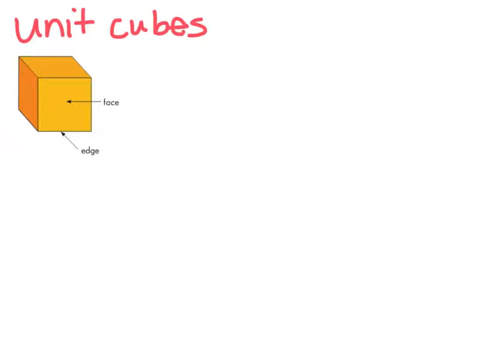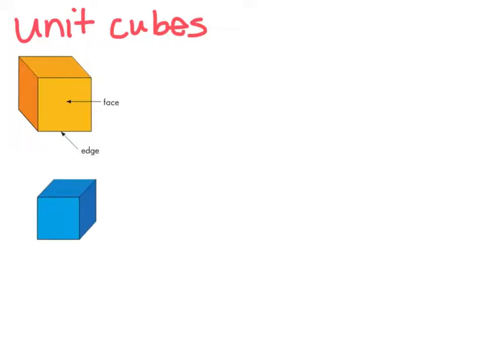The solid shown here is called a unit cube. It is a cube in which all the edges are 1 unit long. The cube has 6 square faces, all of its faces are congruent, it has 12 edges, and the lengths of all of its edges are equal.